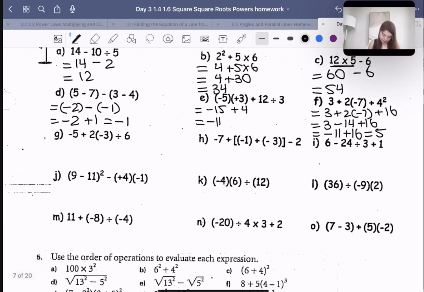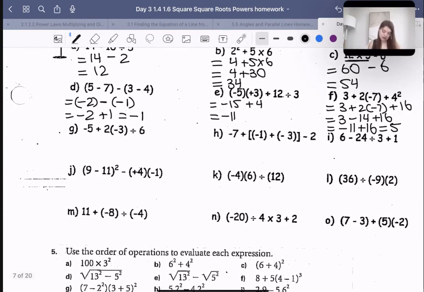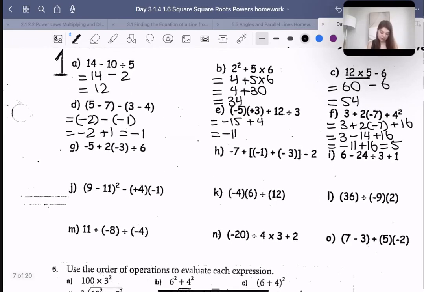Okay, let's move on to G. First question, are there any operations in our brackets we need to solve? No. Are there any exponents? Also no. Is there any multiplication or division? Yes, there is. There's both, so we'll just do them in the order they come in. So then negative 5 plus negative 6 divided by 6, right? Because 2 times negative 3 is negative 6.